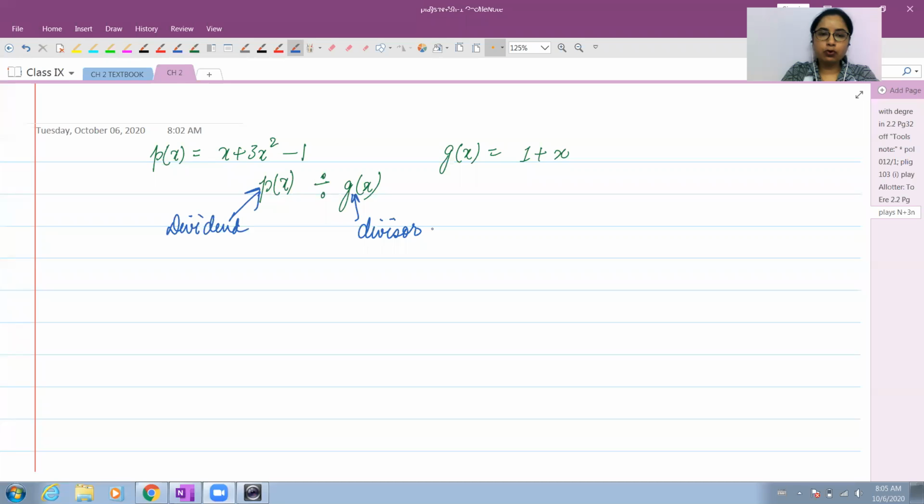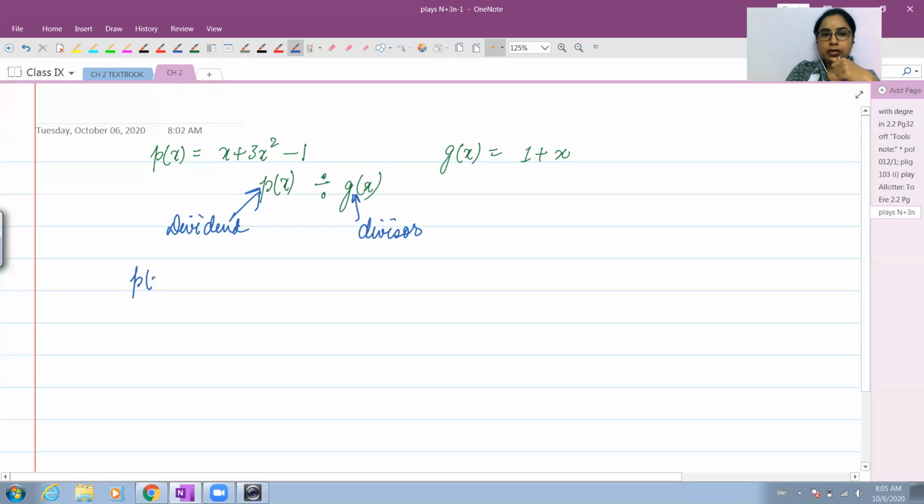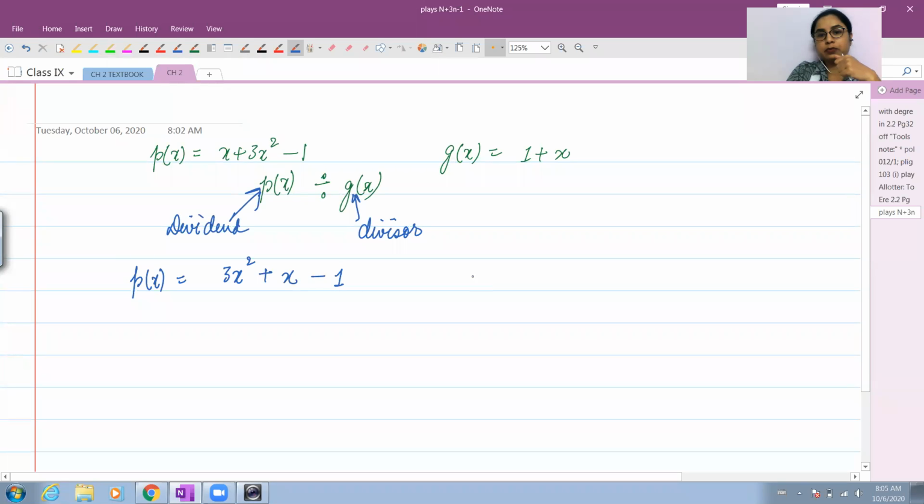Now the first thing we want to fix here is we want to write down our polynomials in standard form. Standard form means the powers of the variable in your polynomial must be in decreasing order. So let's write down p(x) and g(x) properly. So p(x) actually will be 3x square, the square term will come first, then the x term will come, then the constant. Similarly, g(x) will be rewritten as x plus 1. This is actually very important to carry out your division.